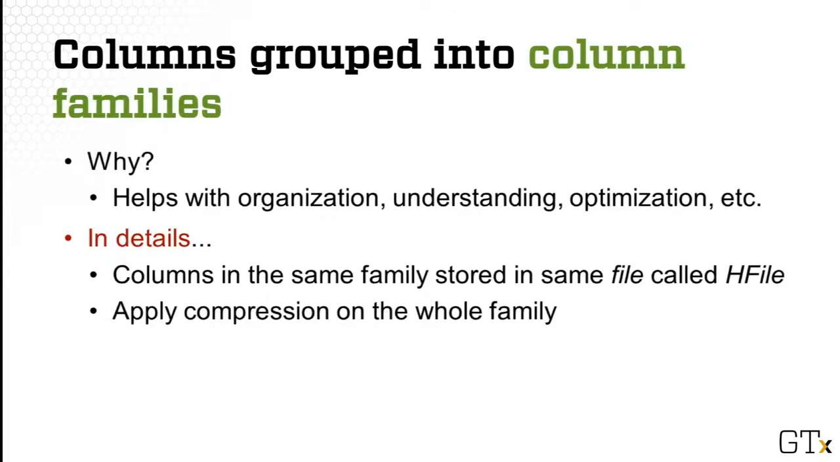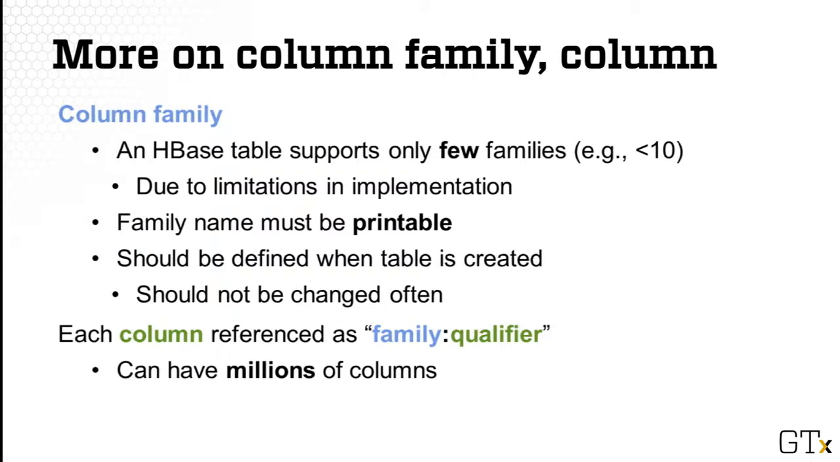We mentioned that HBase is a column-oriented database where data is sorted by column. Columns are further grouped into column families to help with data organization and storage optimization. In detail, columns in the same family are stored in the same file on disk called HFile. And we apply compression on all the columns in the same family. At first glance, column families is a very nice way to group columns. However, unfortunately, HBase supports only a few families due to limitations in its implementation.